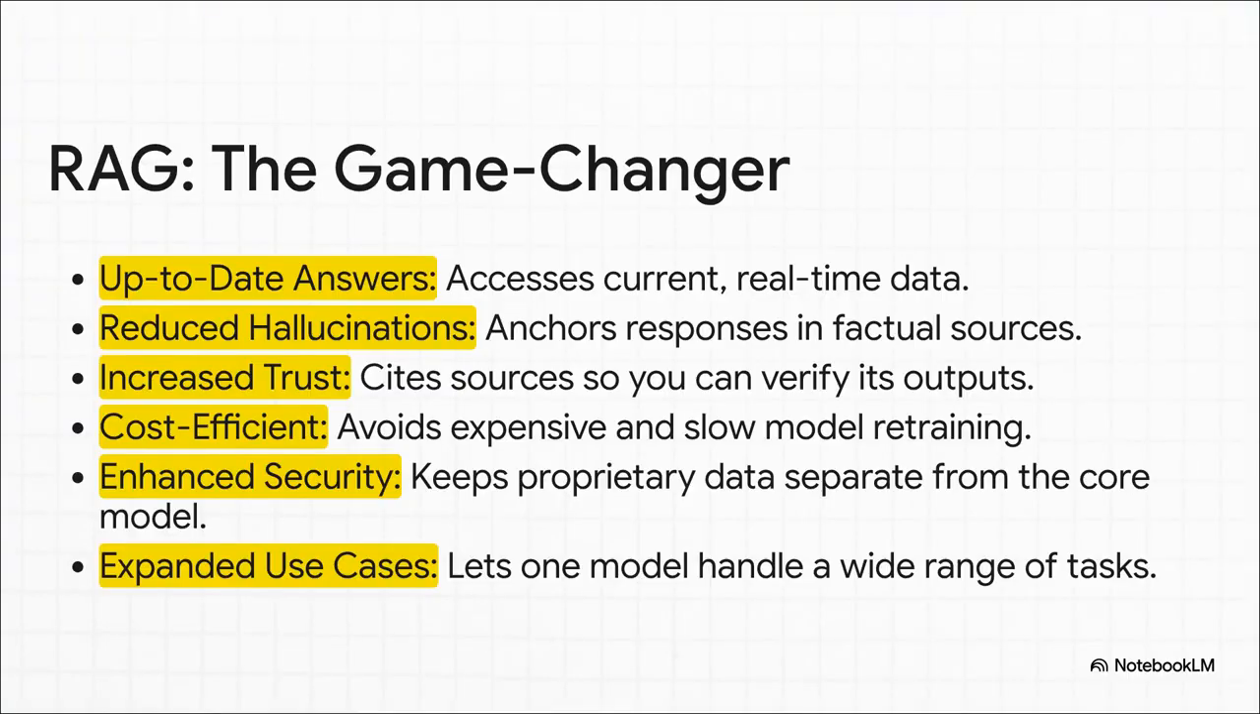And the payoff is like immediate. Your answers are suddenly current. Those weird hallucinations, they basically disappear because the AI is now grounded in actual facts, not just what it remembers. And this leads to the single biggest win, trust. A RAG system can actually cite its sources, kind of like showing its work on a math problem. Plus, it's way more cost-effective. You can forget about that expensive retraining. And since your private data stays separate from the model, you get a massive security boost too.